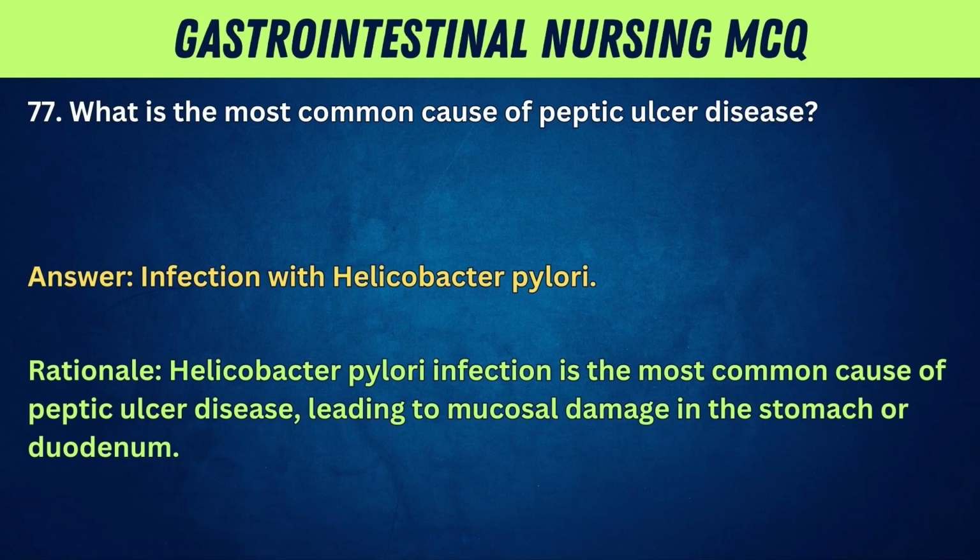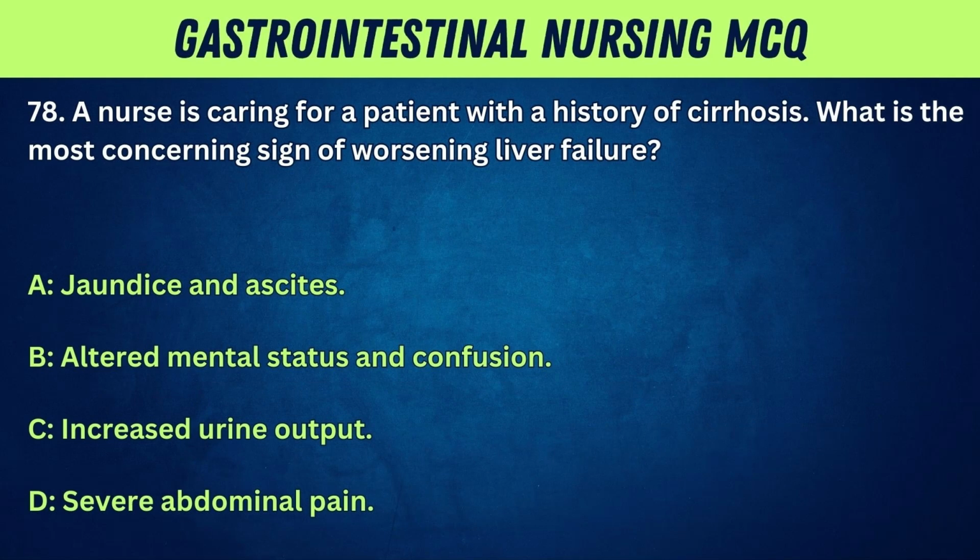or duodenum. 78. A nurse is caring for a patient with a history of cirrhosis. What is the most concerning sign of worsening liver failure? A. Jaundice and ascites.